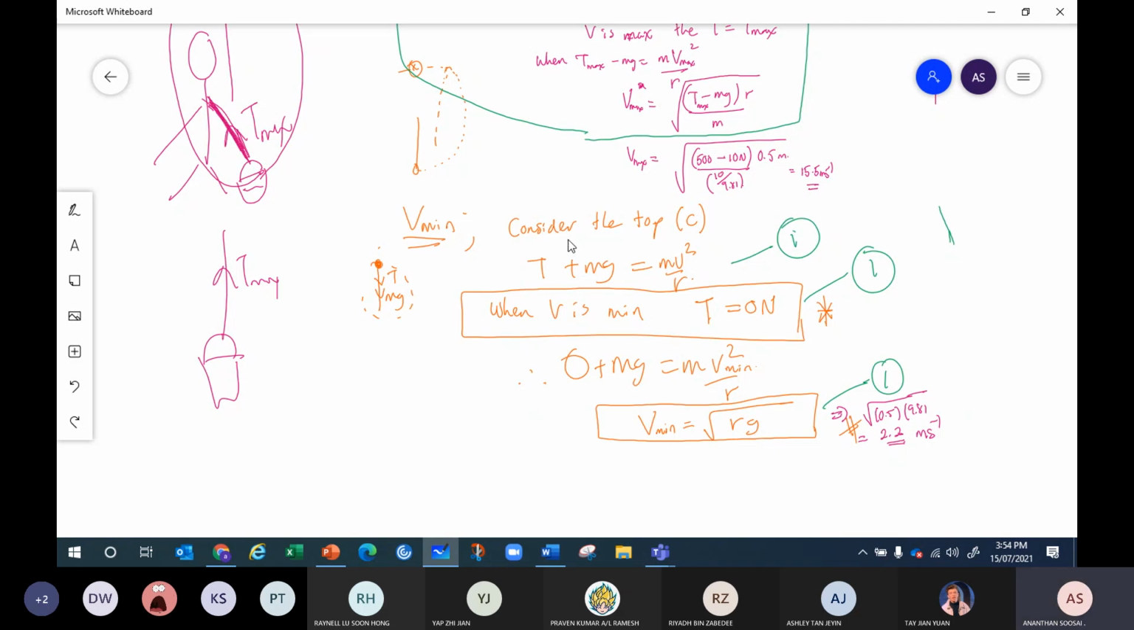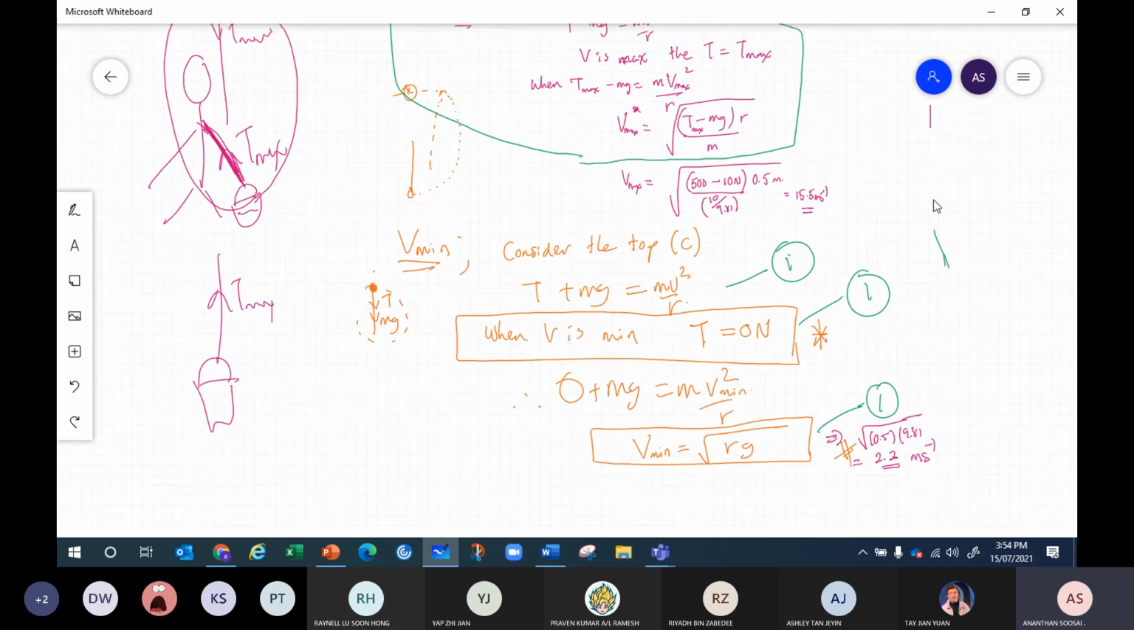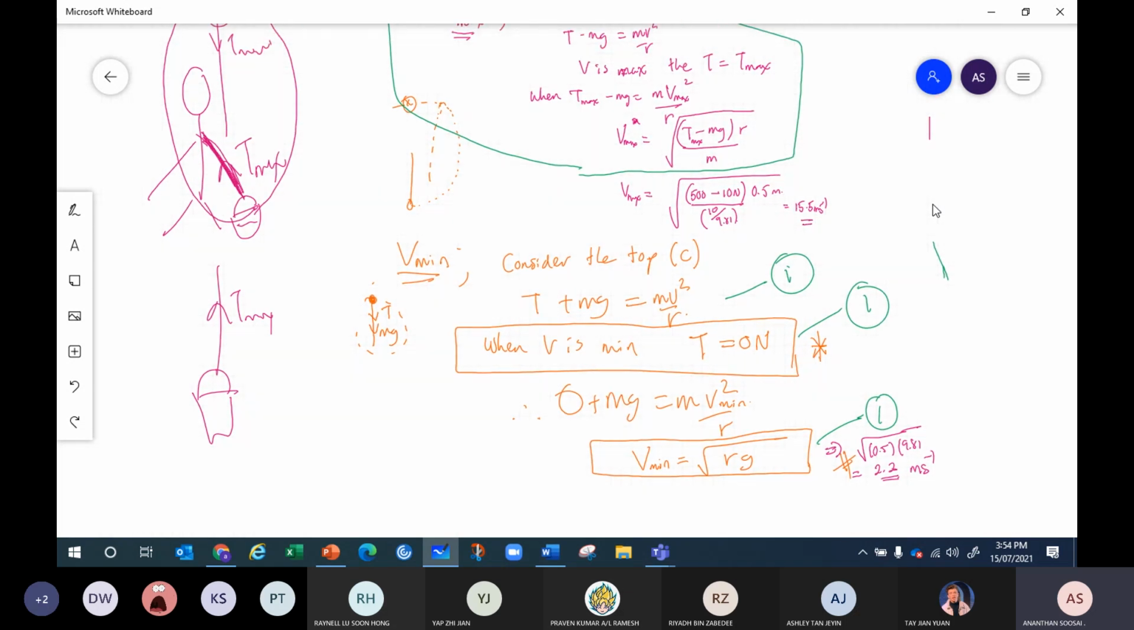Okay, so this kind of question they will ask. Last question for this system: what force contributes to the centripetal force in this system? What type of force contributes to the centripetal force in this system?